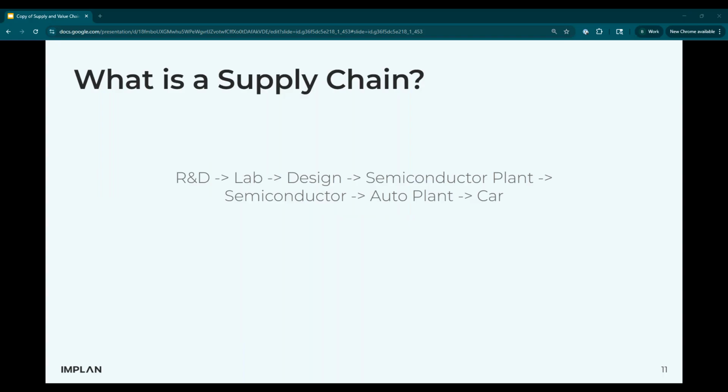It also applies to knowledge economy applications as well, such as R&D and design, right? Knowledge is a part of a supply chain. So knowledge or research techniques are brought to a lab in which they are an input into and transformed into a design for a semiconductor. That semiconductor design goes to the semiconductor plant where it is transformed into an actual semiconductor, which is then transported to an auto plant, which is then assembled into a car.